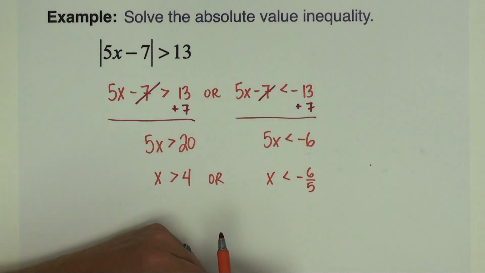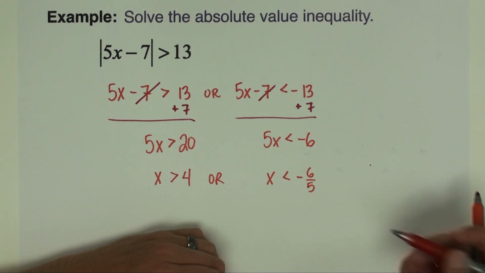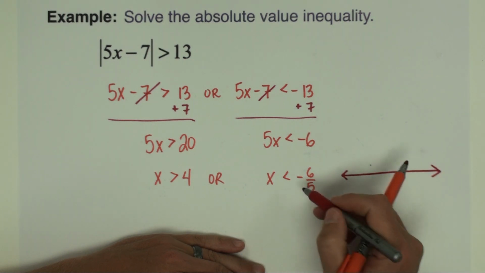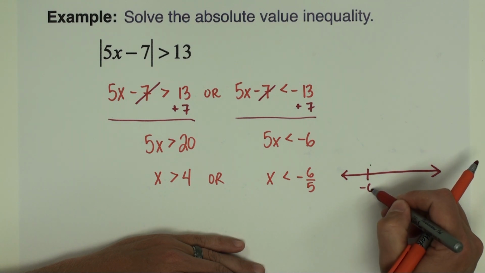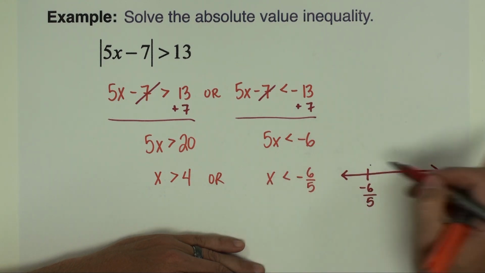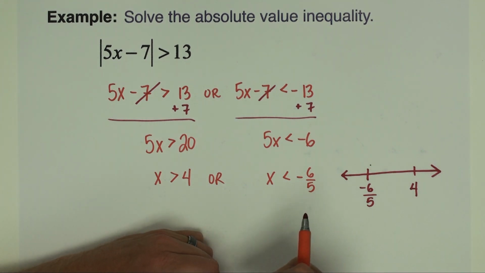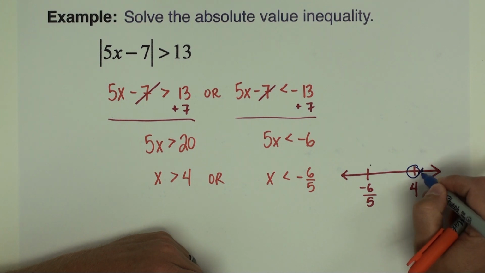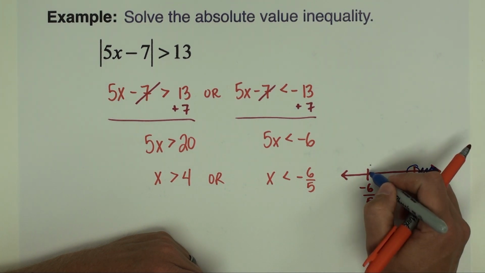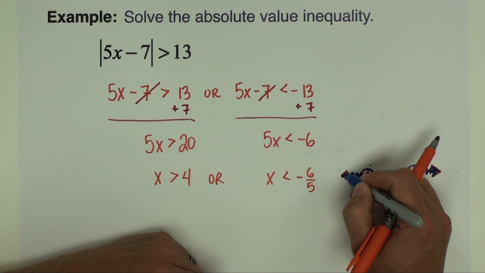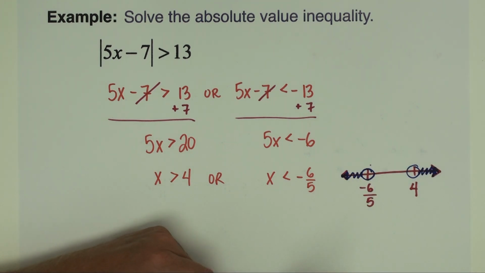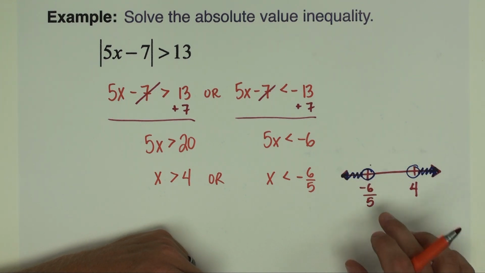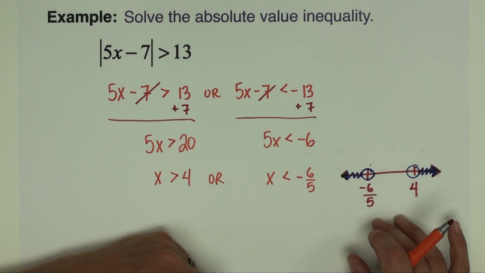Now, number line, you can draw one if you need the assistance of the number line. So let's just go ahead and do that real quick. The negative number is smaller, so I'm going to put negative 6/5 on the left side. I'm going to put positive 4 on the right side. And we want numbers that are greater than 4. We want numbers that are less than negative 6/5. I encourage you to draw the number line if it helps you write the interval notation.